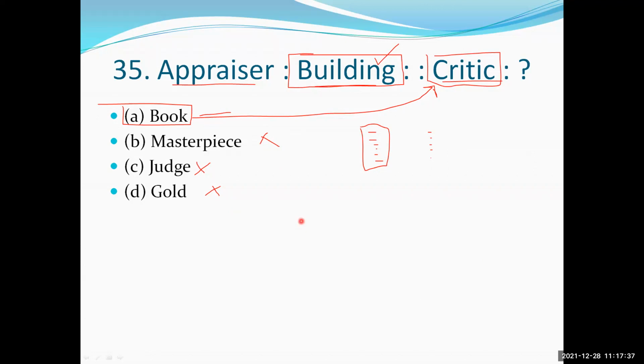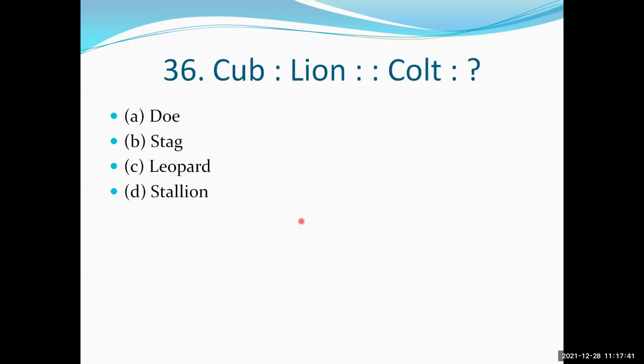So with this you can go to the next question, number 36. Yes, Ankita, any question? All right, then pay attention to the next question, number 36, in front of you. This question says cub is of lion, so colt is of what? Dog, stag, leopard, stallion.